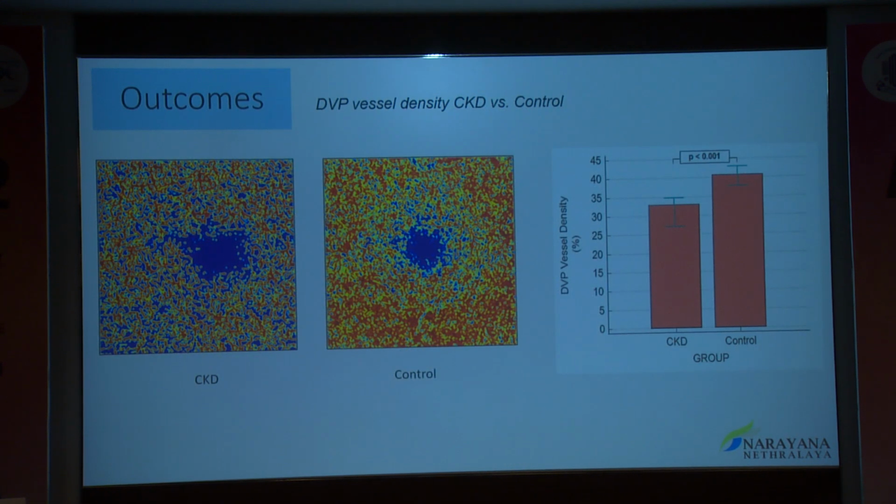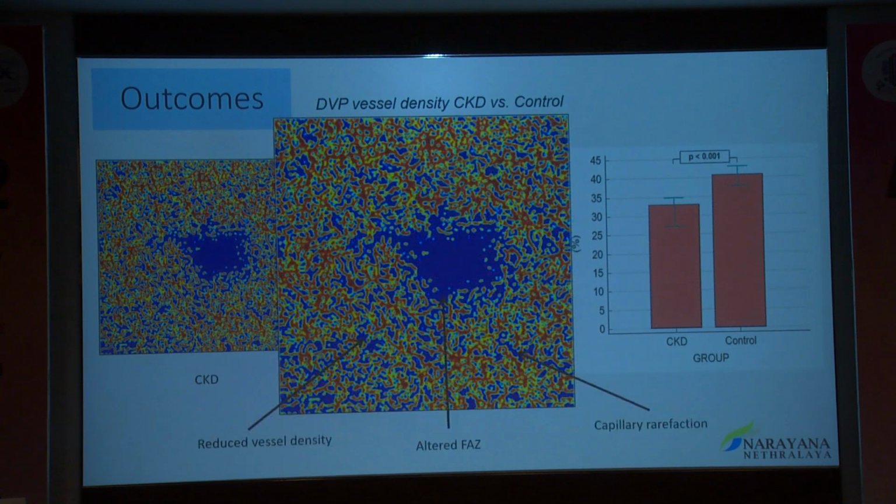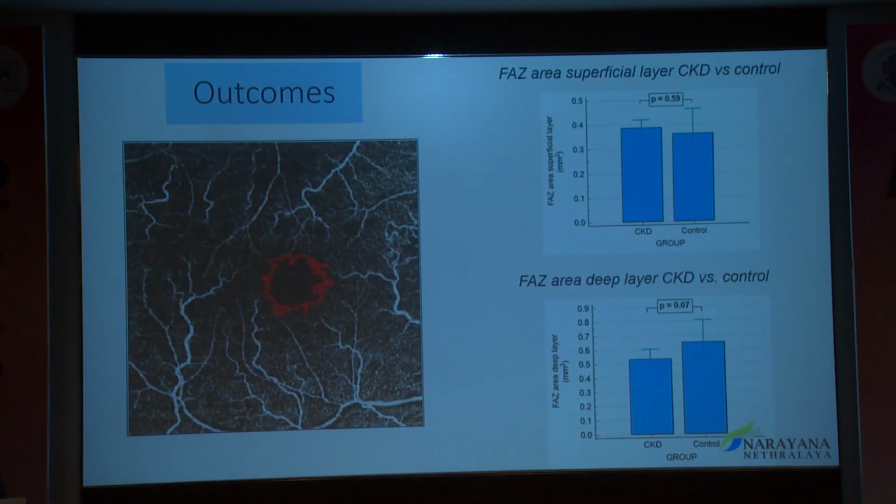Similar changes were there in the deep vascular plexus. We can see there is reduced vessel density, altered FAZ, and capillary rarefaction. In the DVP also there was a significant difference. Coming to the FAZ area, it was not significantly different between the CKD and control groups, neither in the superficial layer nor in the deep layer.